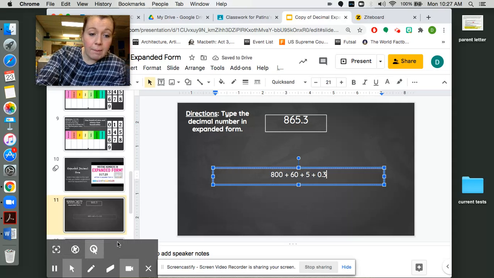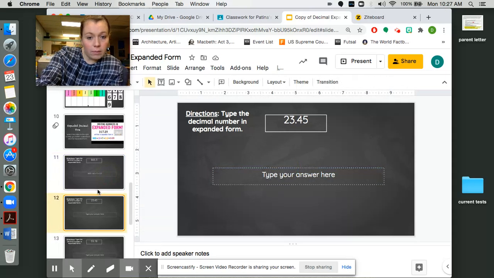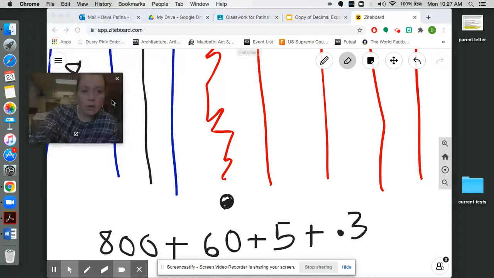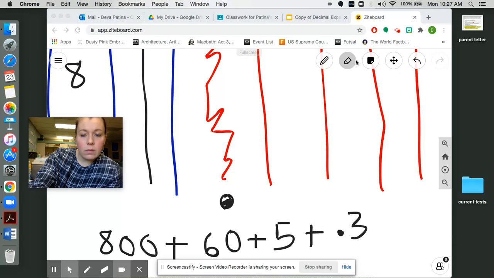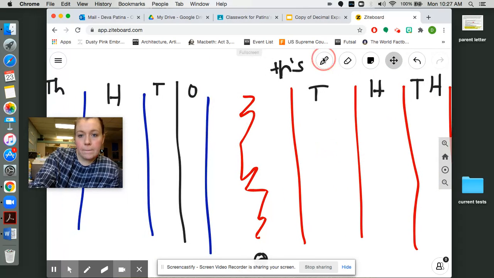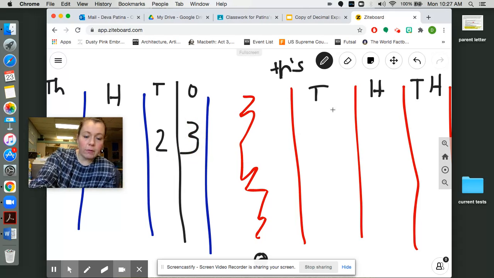All right, let's do another example together before I move on to my next thing. This is 23 and 45 hundredths. So I'm going to go ahead and erase all of this. Okay, so it says I have 23 and 45 hundredths. So I'm going to scroll up here. I'm going to put a 2 in the tens place because I have 20, a 3 in the ones place for the 3 ones, and then I have 45 hundredths. So my 4 goes in the tenths place and my 5 goes in the hundredths place.